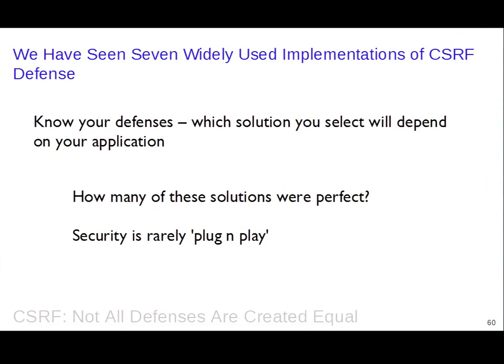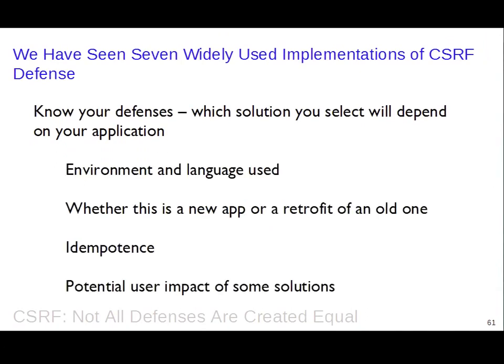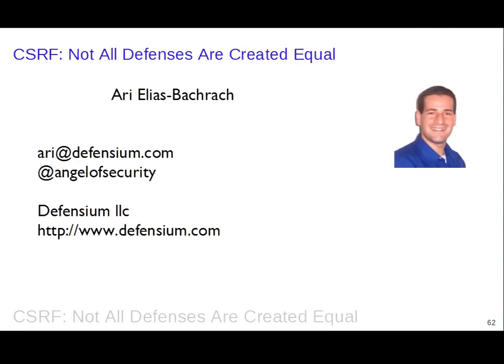A lot of these are also not well documented, which is one of the reasons this talk happened in the first place. I started looking at all these things as they started popping up in the real world, and I was like, why on earth does that happen? So hopefully I've helped show some of these side effects, and helped you figure out what should be the right defense to use in your application. You've got to know your environment. Your choice is going to depend a lot on your environment, the language used, whether this is a new app or the retrofit of an old one, idempotence, whether you really need to protect GET requests or not, and the potential user impact of some solutions.